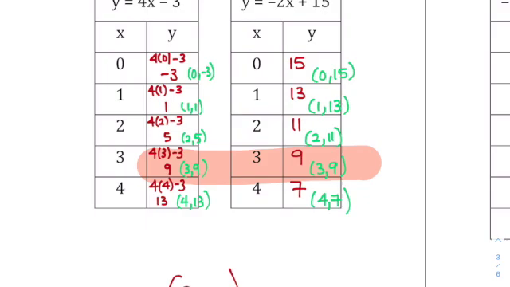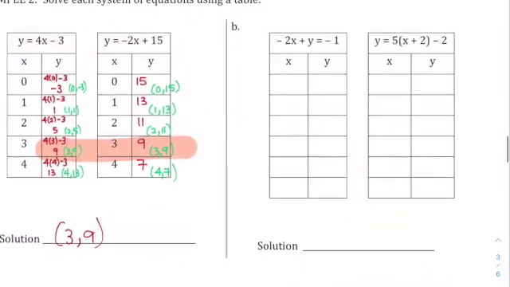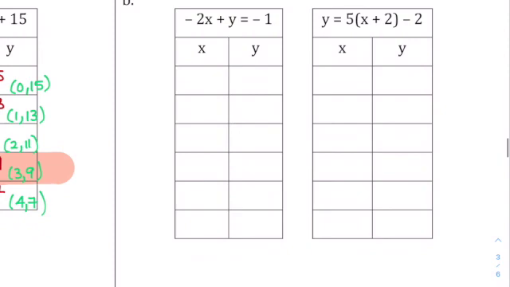Okay? So now, please try letter B. I know letter B doesn't look the same. So first of all, for the first box, the hint is to move the negative 2x so y is by itself. And for the second equation, distribute the 5 and simplify. Then work through it either by hand or by calculator.